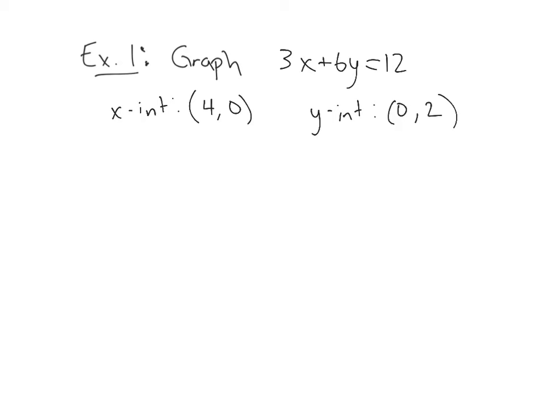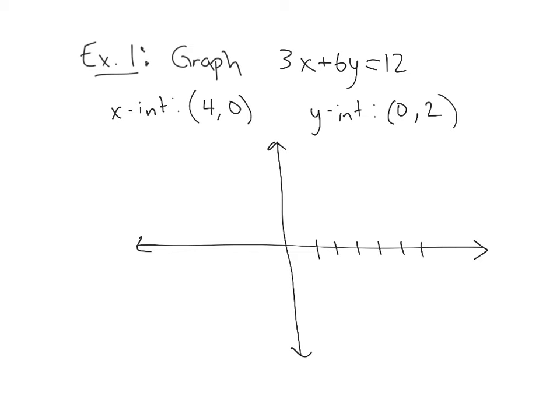So the first step in graphing a problem like this by intercepts would be to find those x and y intercepts, which I did on the previous screen. Now once I have them, the way I'm going to put them on the graph is I'm going to put those 2 points on the graph, and once I have them, I'm going to connect my line through those points.